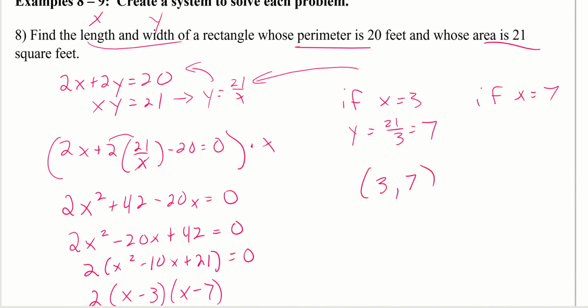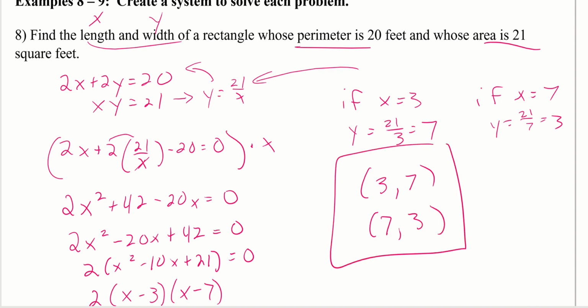3 and 7 would be one option for your length and width. Your other one would be if x is 7, your y would equal 3. So you could have a length of 3 and a width of 7, or a length of 7, width of 3. And that would be your two options there.